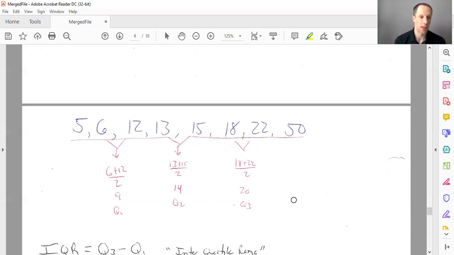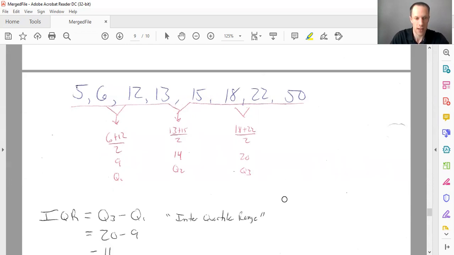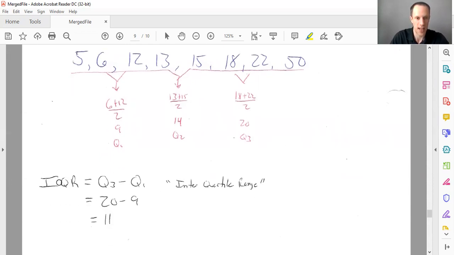But one of the other things that we can do with quartiles is we can also identify outliers that are in the data set. An outlier is a number that doesn't really seem to fit with the main group of numbers in the data set. In order to find outliers, we're going to have to calculate something known as the IQR. That's the interquartile range. The IQR is Q3 minus Q1. So in this data set, that would be 20 minus 9, which is 11.